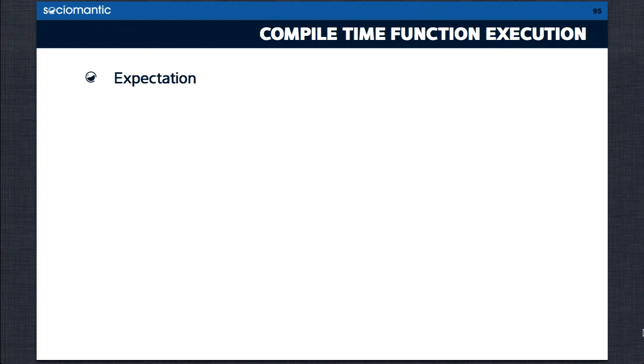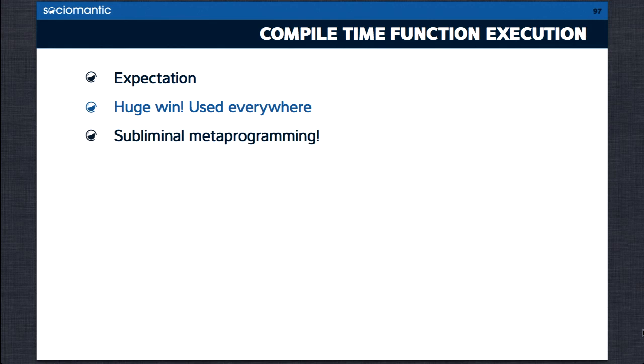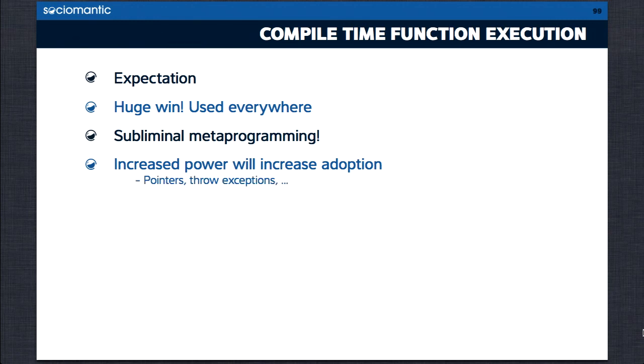Area 4, where I changed my mind. Compile time function execution, CTFE. And this is my baby. This is what I thought. Huge win, used everywhere. And so easy to use, you use it even when you're not thinking. And I thought that increasing the power of it, reducing the restriction, would increase the adoption. People would use it more. So I've gone to a lot of trouble to make everything work. You can use pointers, you can throw exceptions, you can create classes on the stack.